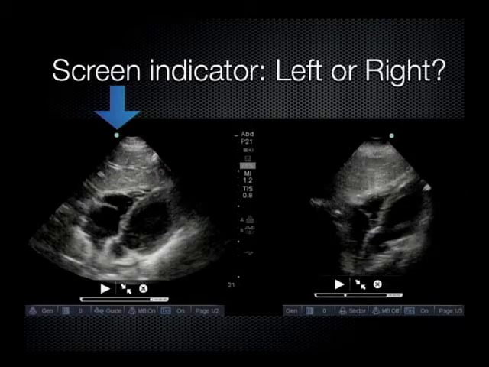A lot of people get confused by where the screen marker should be located. For abdominal and pelvic exams, the indicator is usually on the left-hand side of the screen, but for echocardiographers, the standard is to have the indicator on the right side of the screen. It's important to recognize this because flipping the screen indicator will flip your cardiac image.